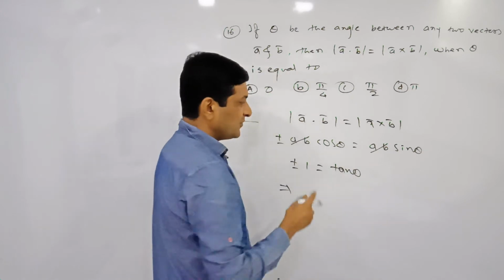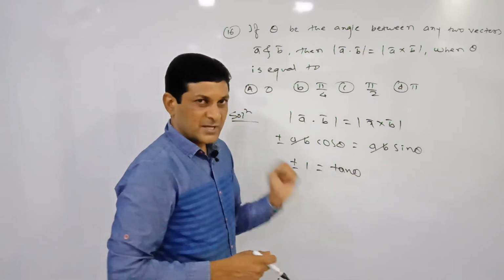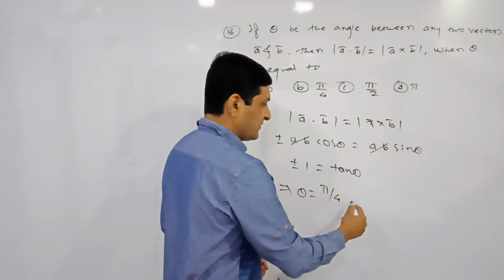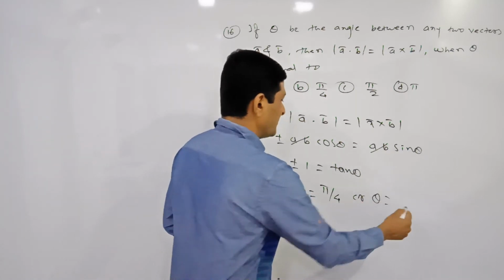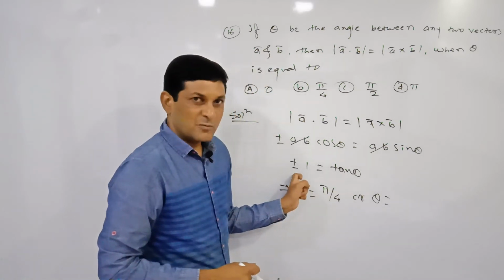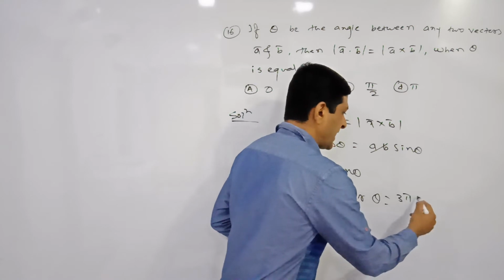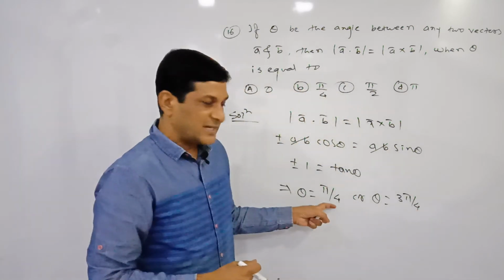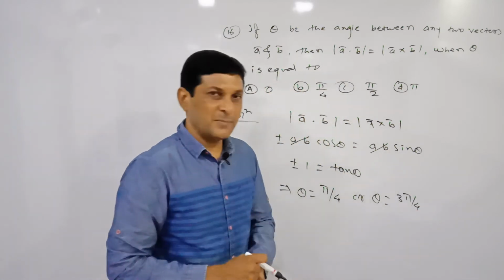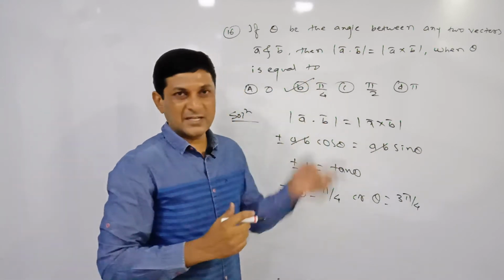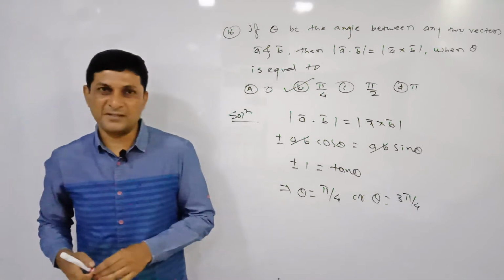If I am considering the first value, tan theta is equal to plus 1, at that time it implies that theta is equal to pi by 4, means 45 degree. Or if I am considering tan theta equal to minus 1, then theta is equal to 135 degree, means 3 pi by 4. So either theta is pi by 4 or theta is 3 pi by 4. Here pi by 4 is given in the options, so we can say that option B will be the correct answer here.